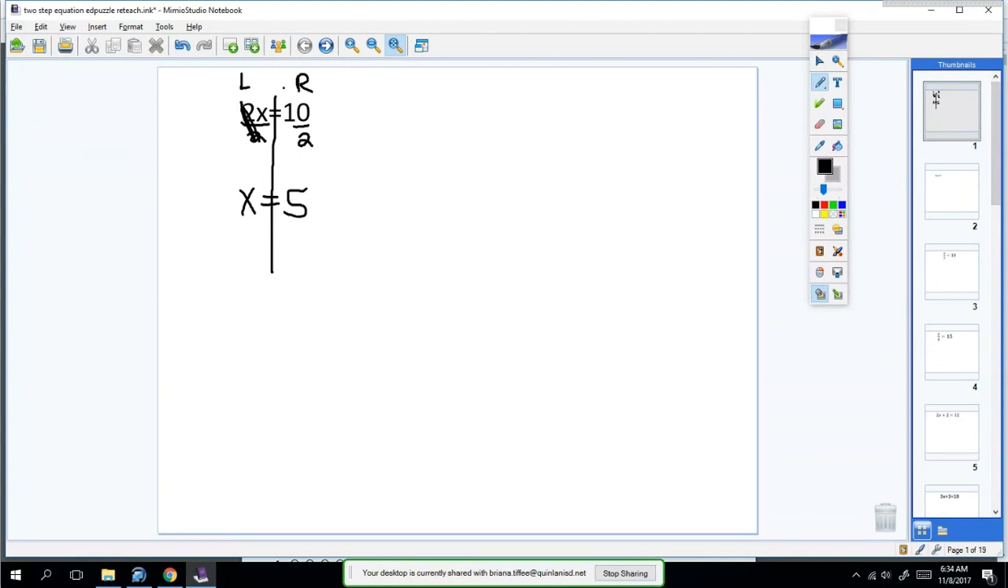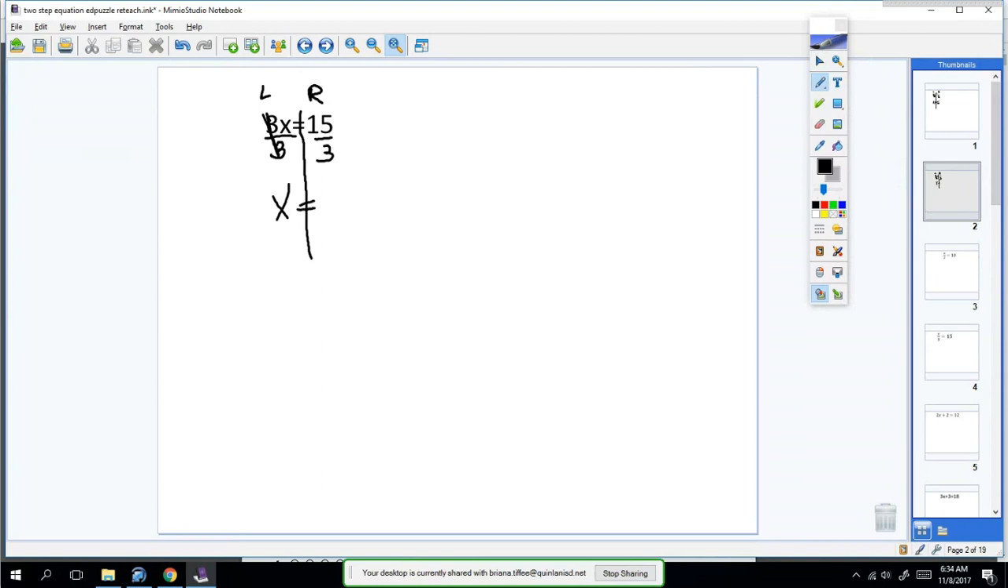All right, let's go on to the next one. So the next thing you're going to do is draw a line down it. You got a left side and you got a right side. Well, since that 3 is being multiplied, you're going to do the opposite. You're going to divide by 3. This cancels out. X comes down, equal sign. 15 divided by 3 is 5.